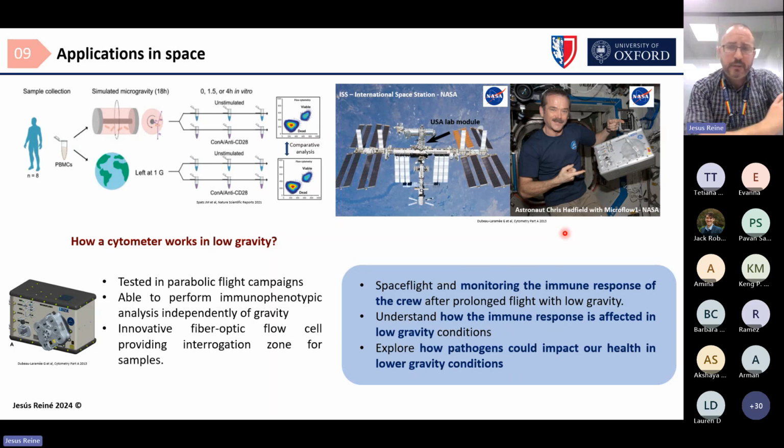And like I said, this is really important in case we have any potential disease, or we're trying to understand how the immunological response can work. This is really relevant, especially for future colonizations in different locations eventually. So basically, this technology is used for monitoring the immune response of the crew in low gravity, to understand how it works in these conditions and explore new pathogens.